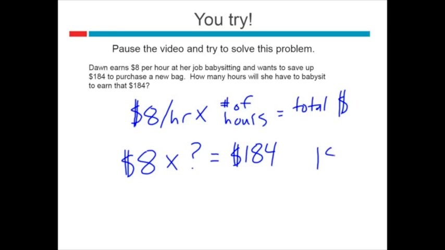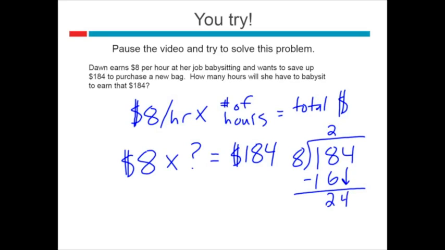So let's see if I can come up with some room here to do this problem. Okay, here we go. So 8 goes into 18 2 times. And then we subtract and we're left with 2. Bring down the 4. And 8 goes into 24 3 times. Minus 24. And so that will go in evenly. So that would tell us Dawn needs to babysit for 23 hours in order to save up that much money.